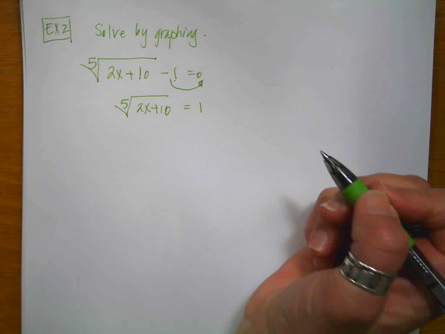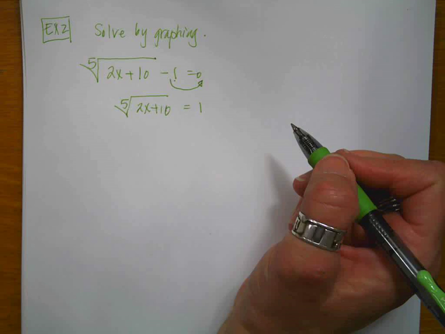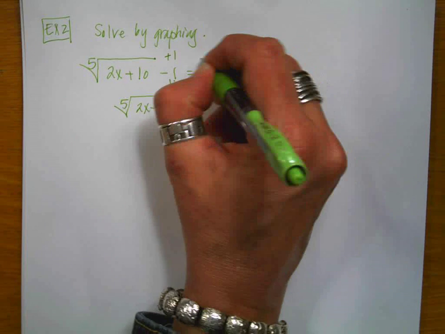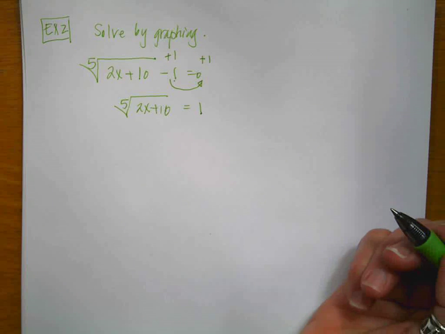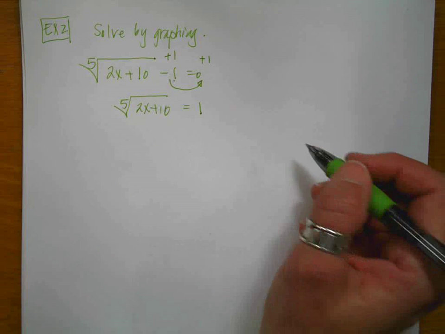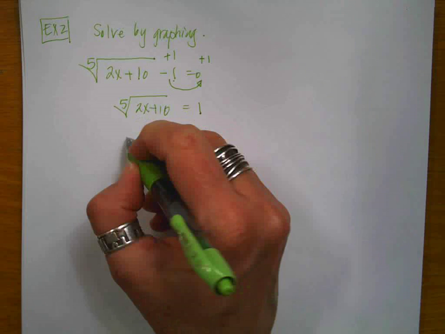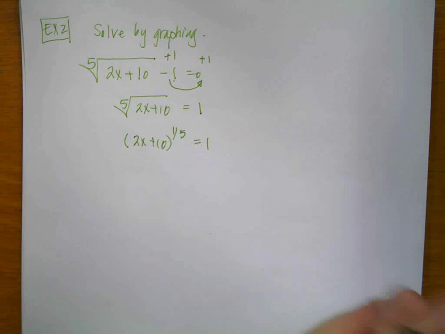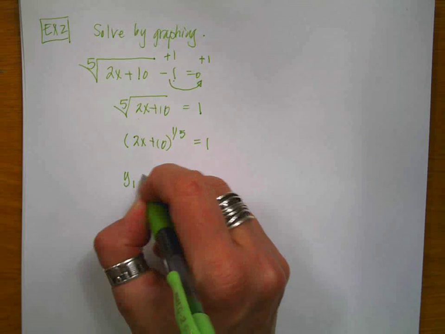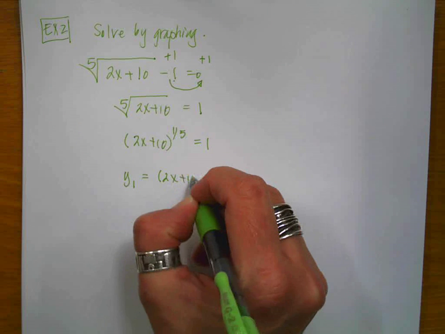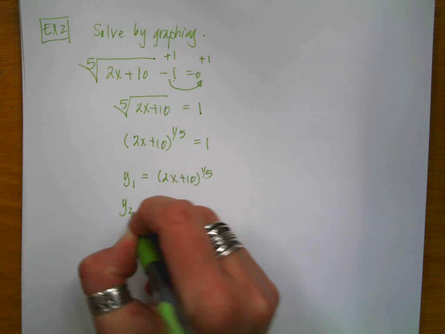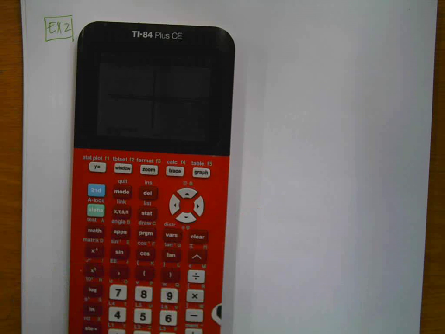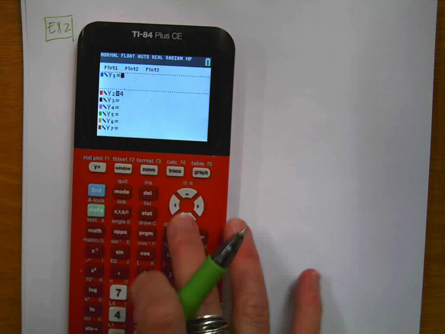Because remember, when you cross that equal sign with adding or subtracting, it changes signs. So yes, I could show that I added 1 to both sides of the equation. Either is fine, whatever makes your brain happy. Now I'm going to rewrite this equation as (2x plus 10) raised to the 1/5 is equal to 1. I'm going to graph y1 as my (2x plus 10) to the 1/5, and my y2 is going to be 1. So I'm going to put those two equations in my handy-dandy grapher.